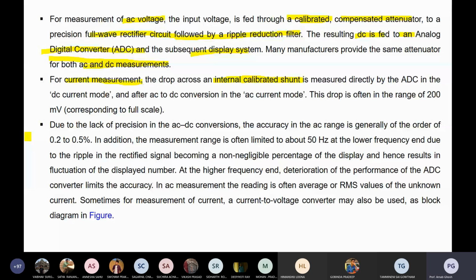The drop is often in the range of 200 mV corresponding to full scale. So they are taking an example. How much drop may be there? Considering an average drop, it is observed to be 200 millivolts.